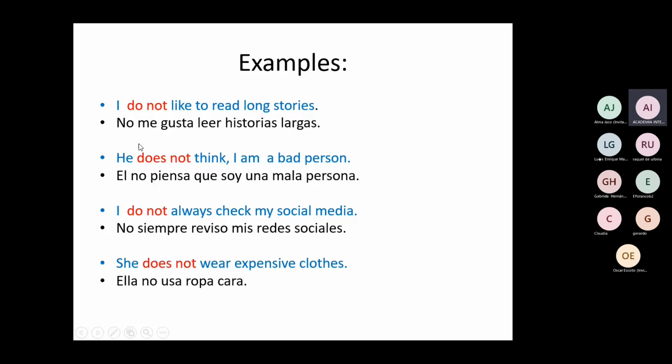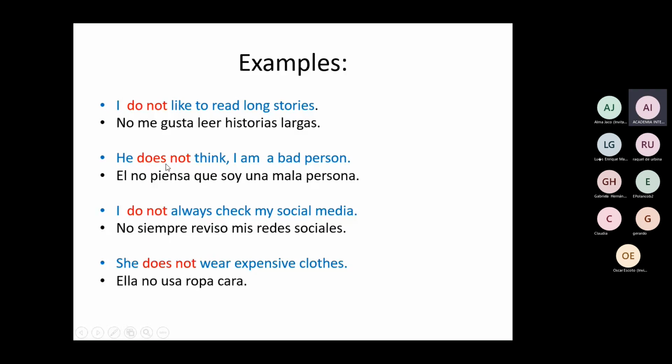Esta es la forma sin contracción. I do not like to read. Incluso esto suena un poco raro. I do not. Es más común decir I don't. I don't like to read long stories. Entonces, la negación se usa antes del verbo. No decimos I like do not o I like don't, sino que se usa antes del verbo. I do not like to read long stories. He does not think I'm a bad person.